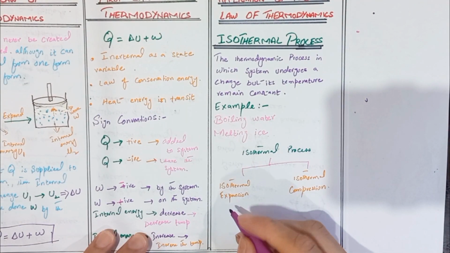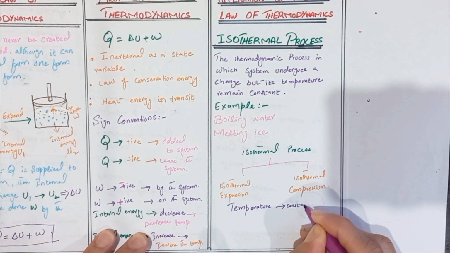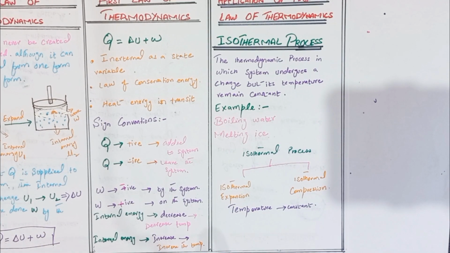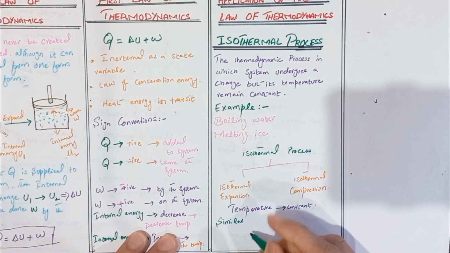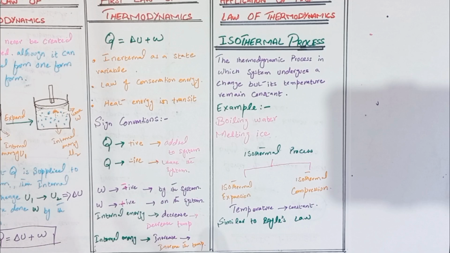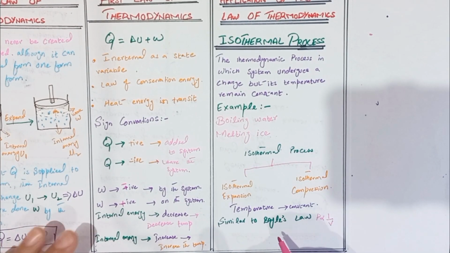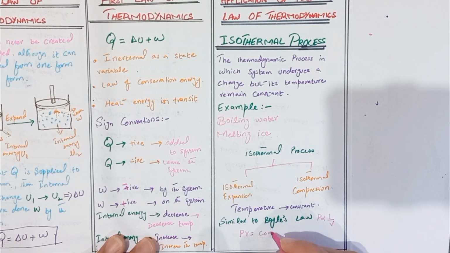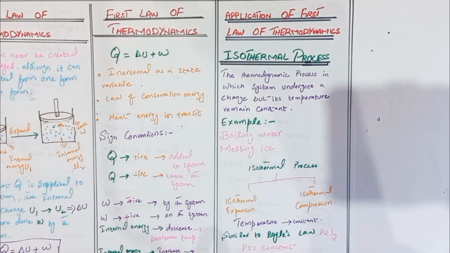In isothermal process, temperature is constant, so it is similar to Boyle's law, which says that P is inversely proportional to V when temperature is constant. Here we can write PV is equal to constant. Here we use the ideal gas. This is all about the isothermal process.